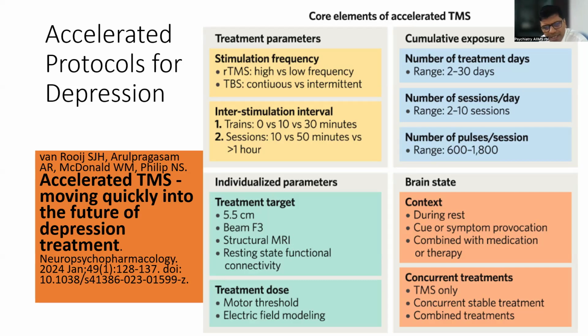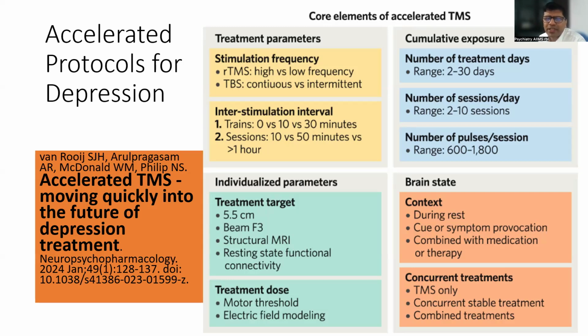Dr. Shruti has already talked about that. You have to identify the vertex and 5 centimeter laterally. You have to take a point across the intertragal line. You have to mark that point. Then again, you have to take a point 5.5 centimeter anterior to that point. That is going to give you the dorsolateral prefrontal cortex. BeamF3 is another software that is freely available, where you consider 3 parameters: nasion-inion distance, intertragal distance, and head circumference, to identify the dorsolateral prefrontal cortex.